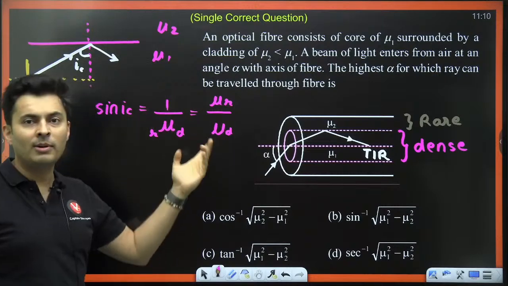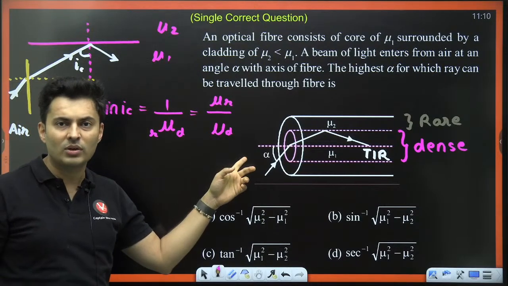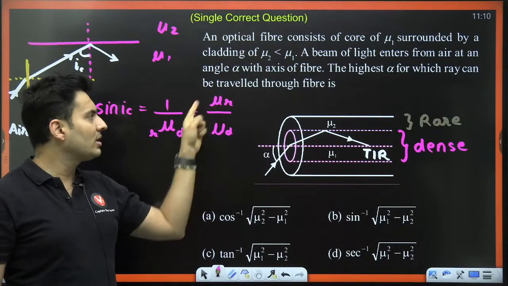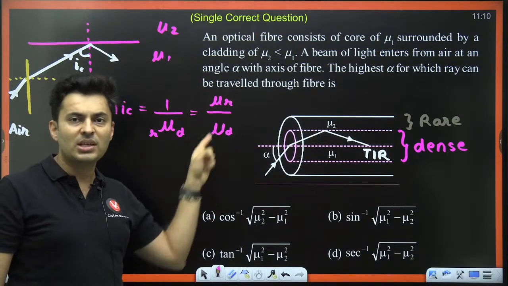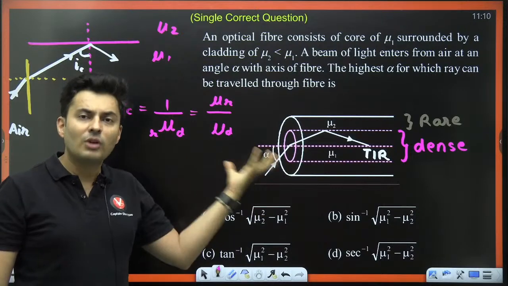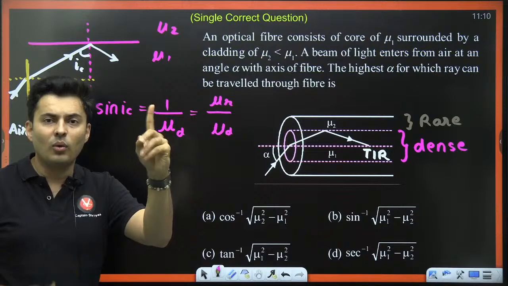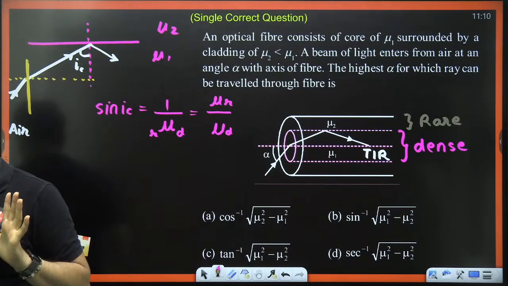So even if you don't remember whether r was on the top or r was below, don't worry. Always make the numerator smaller. So choose a smaller refractive index on top and a larger refractive index below, which will automatically make the ratio less than 1, because sine cannot exceed 1. That is mathematically not possible.